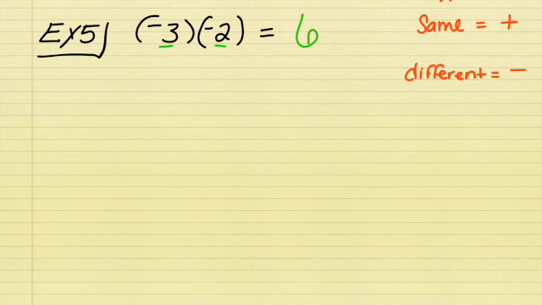So 3 times 2 is 6. We have the same signs, so same signs is a positive 6. Or you don't even have to write that. You can just write it a normal 6.